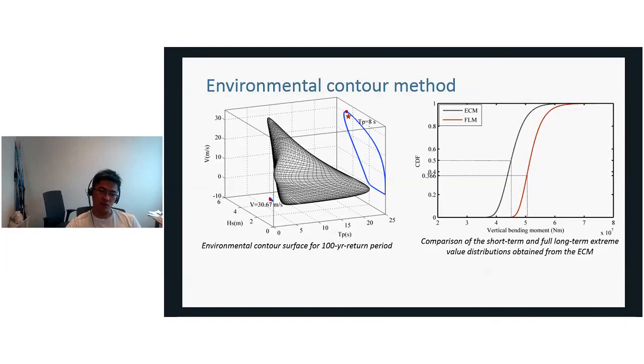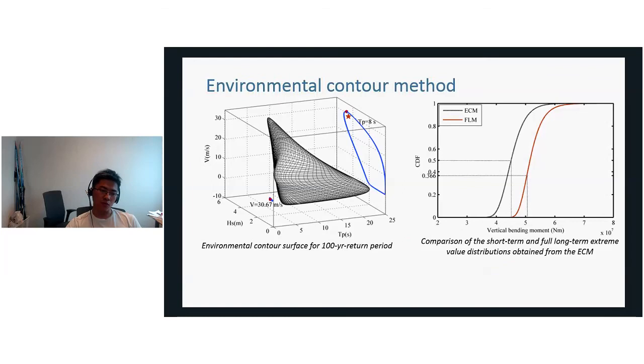As we just introduced, the environmental contour method sets the U3 to be zero, so it neglects the variability of the short-term extreme values, and it can lead to some non-conservative results. Here we compared the results from the environmental contour method and the full long-term method. So it's very small. It's still very far away from the exact value.